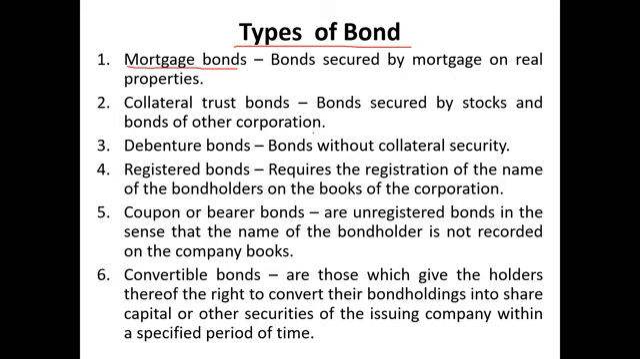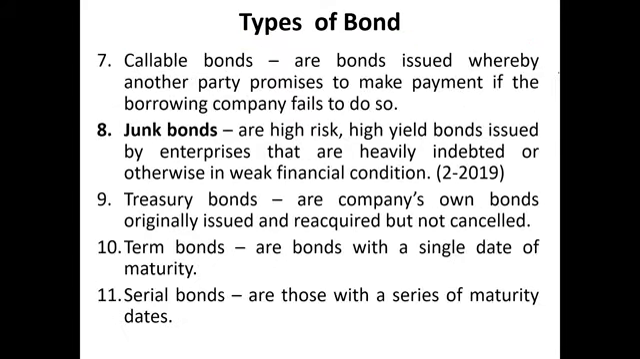Convertible bonds are those which give the holder thereof the right to convert their bond holding into share capital or other securities of the issuing company within a specified period of time. Callable bonds are bonds issued whereby another party promises to make payment if the borrowing company fails to do so.